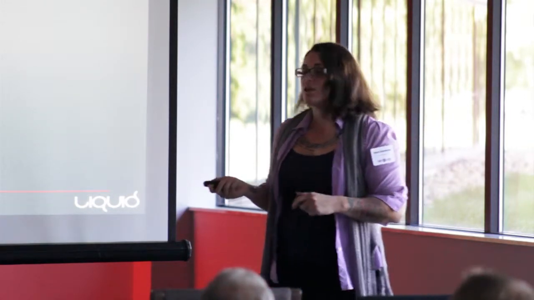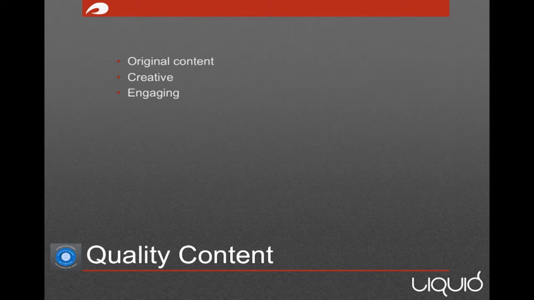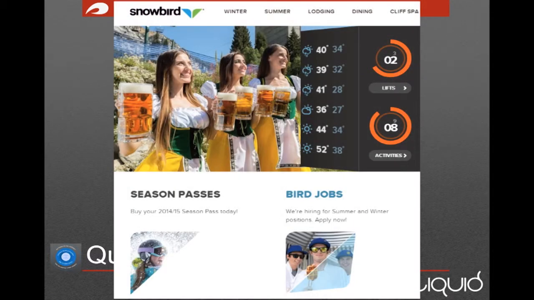Are they interacting with images? Are they using your navigation the way that you would expect them to? All of those things are part of what make a website engaging. So Snowbird is a ski resort in Utah. This website is so much fun to interact with. There's just a lot going on, but it's also very clear what the website is about.